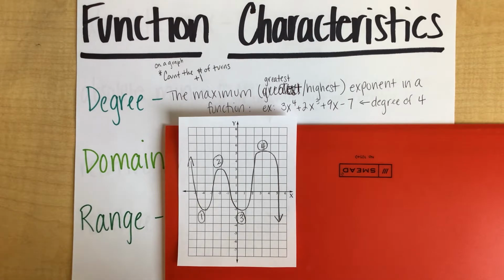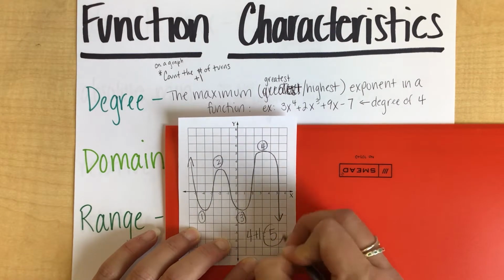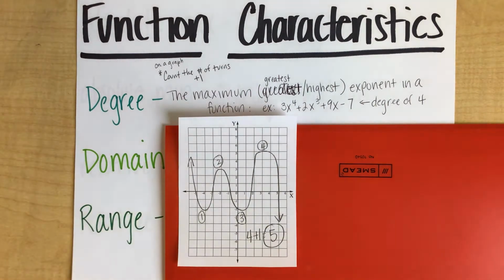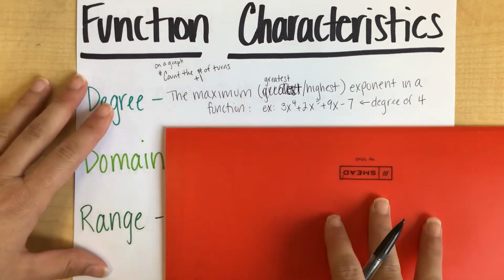Okay, so what that means is if I want to ask you what the degree of this graph is, you count the turns and then add 1. So we have 4 turns, and then we're going to add the 1. So this would be a degree of 5. Okay, again, we're counting the turns. You add 1, and that is the number of the highest degree. Okay, and I'm going to go over more examples here in a minute. All right, the next one, domain.